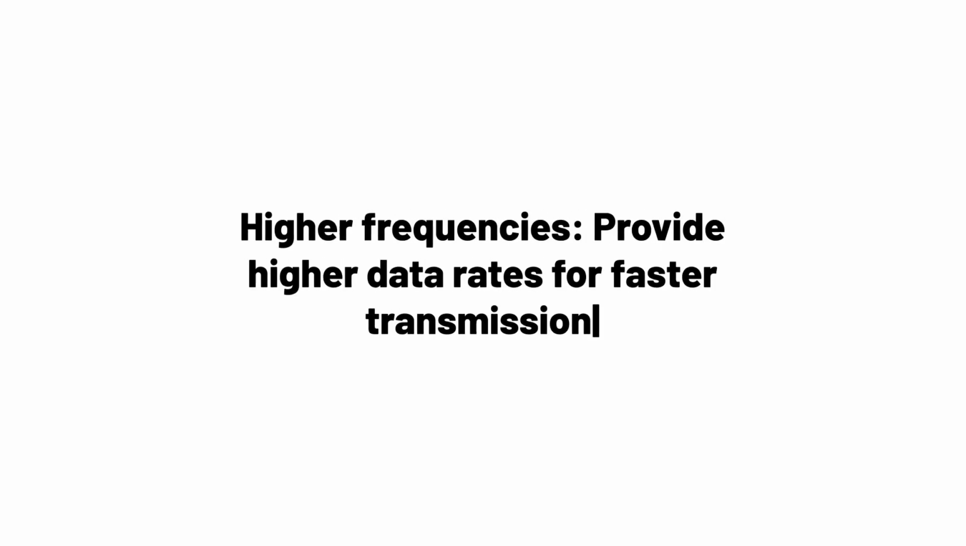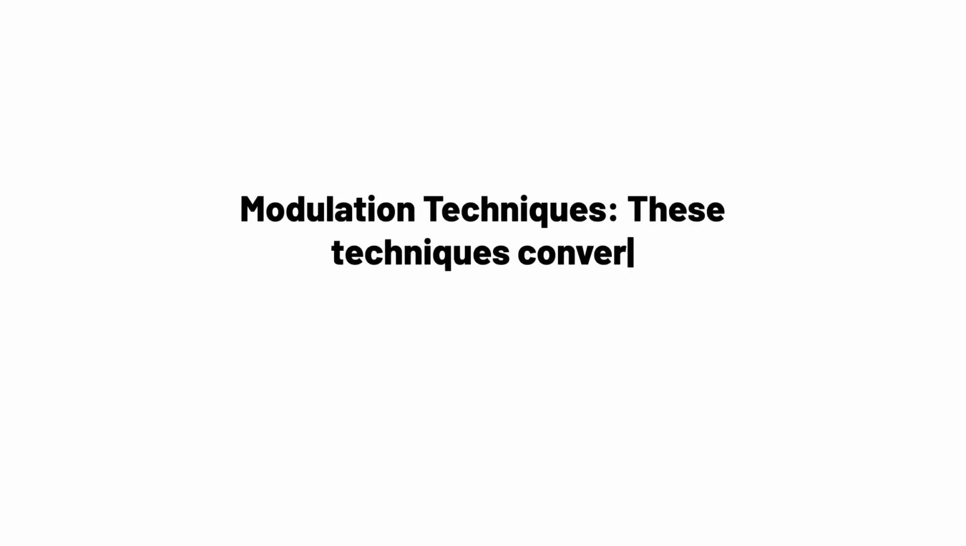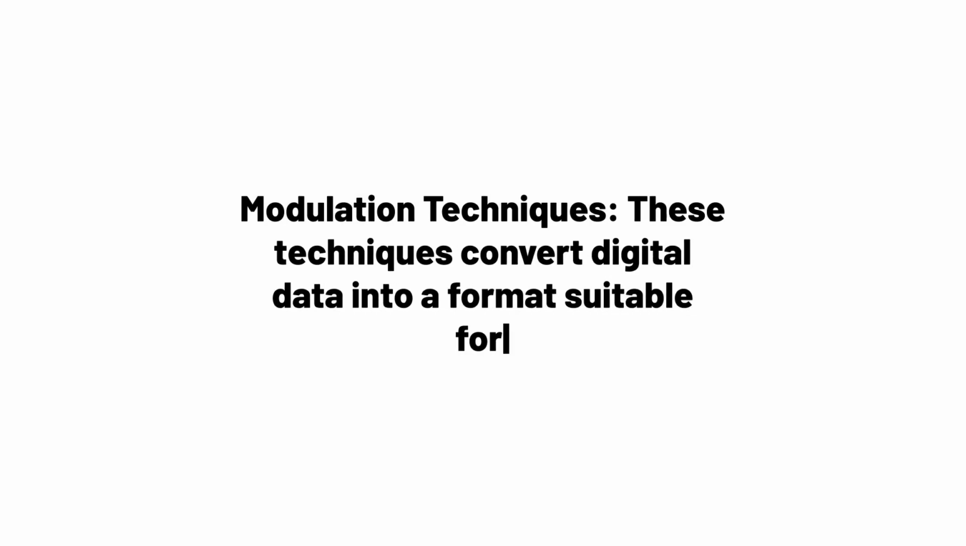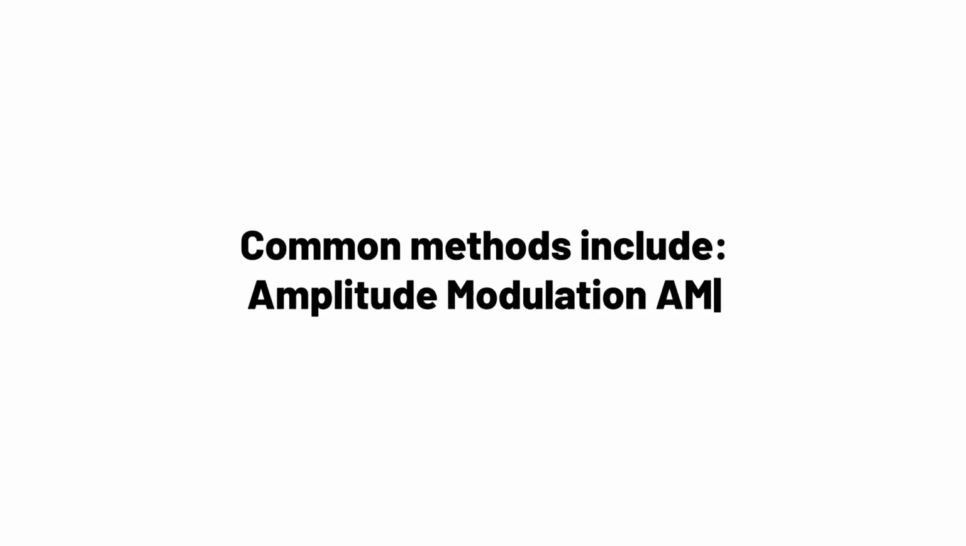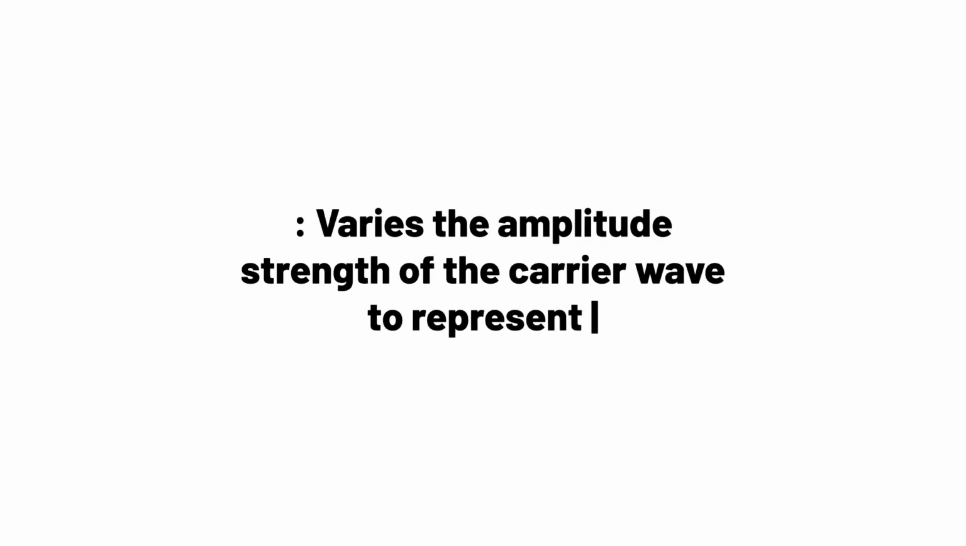Higher frequencies provide higher data rates for faster transmission but offer shorter range and are more susceptible to blockage by obstacles. Modulation techniques convert digital data into a format suitable for transmission over radio waves. Common methods include amplitude modulation. AM varies the amplitude, or strength, of the carrier wave to represent digital data. Used in AM radio broadcasting.